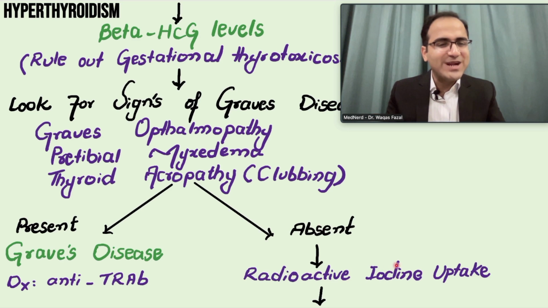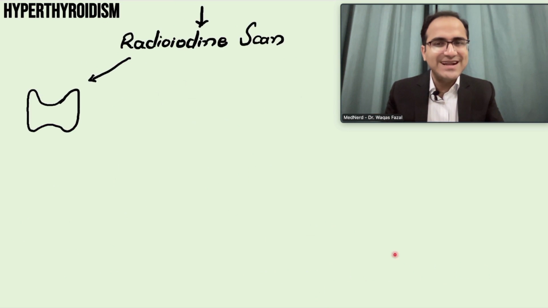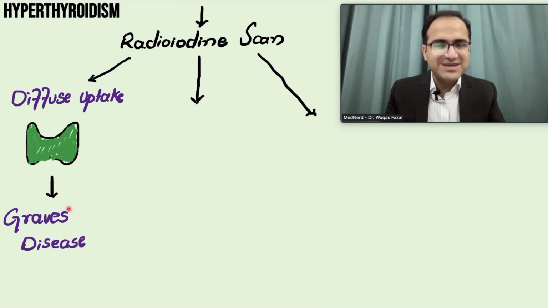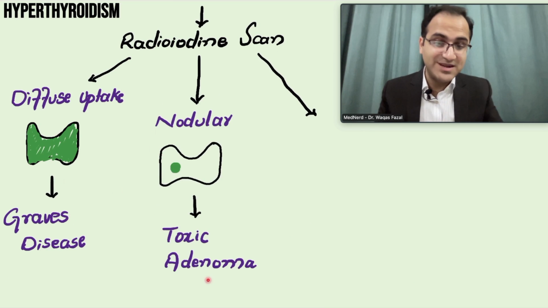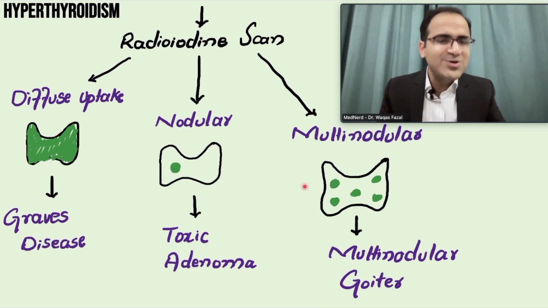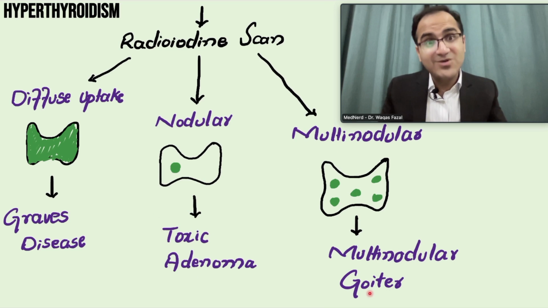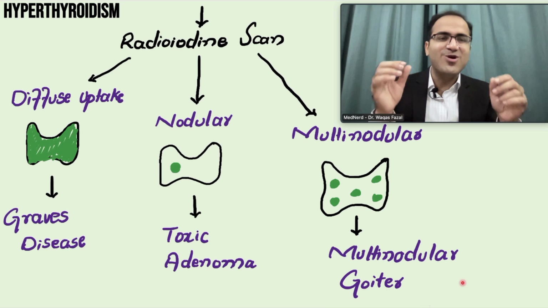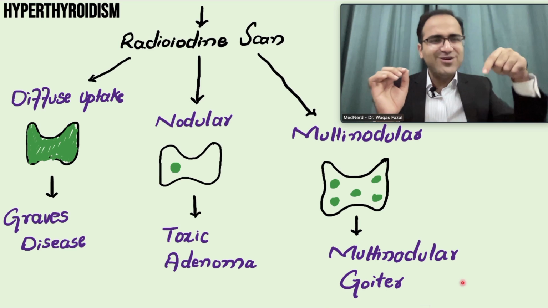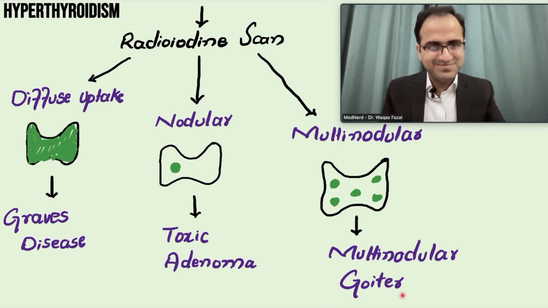You perform the radioactive iodine scan of the thyroid gland, and then if there is diffuse uptake, that is Graves' disease. If there is nodular uptake, there is one toxic adenoma that is producing it. If there are multiple nodules, it means that there is multinodular goiter. I have talked about thyroid nodule workup in detail in my video on thyroid nodule workup. The link of that video is given in the description below.